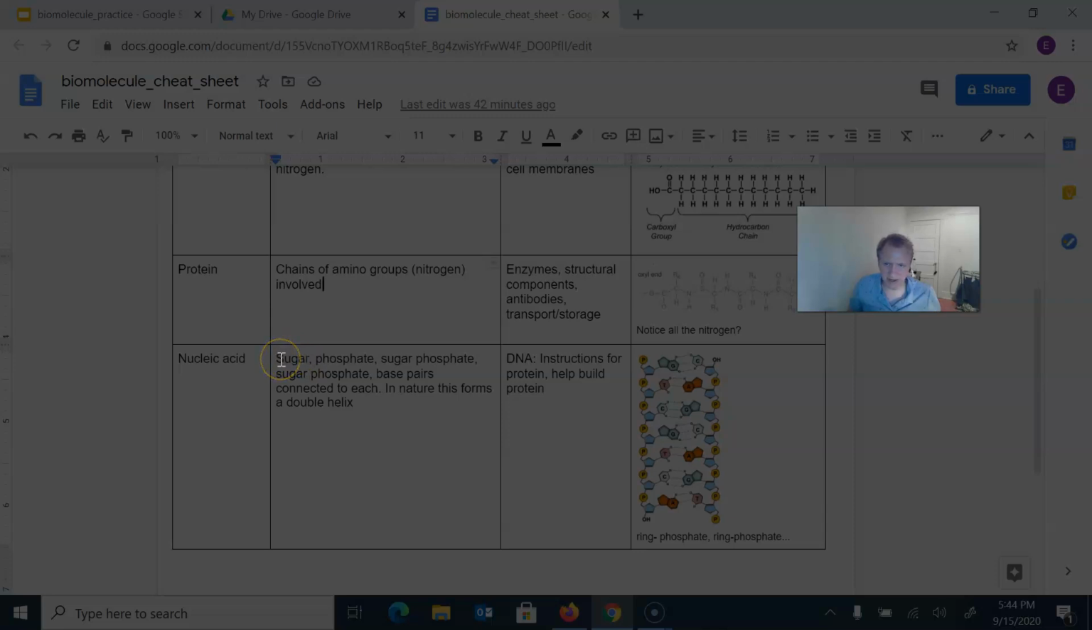Nucleic acid, how do you know you're looking at it? Sugar, phosphate, sugar, phosphate, sugar, phosphate. And then there's base pairs connected to these sugars. So sugar, phosphate, sugar, phosphate, sugar, phosphate, sugar, phosphate. And each of these sugars has a base pair connected to it. So let's get into it.